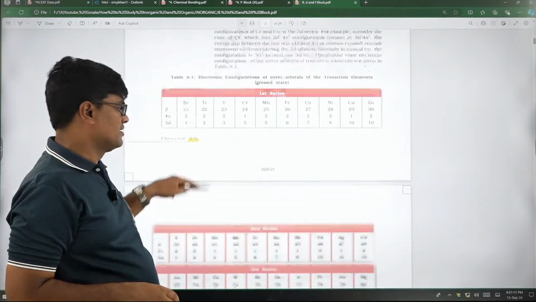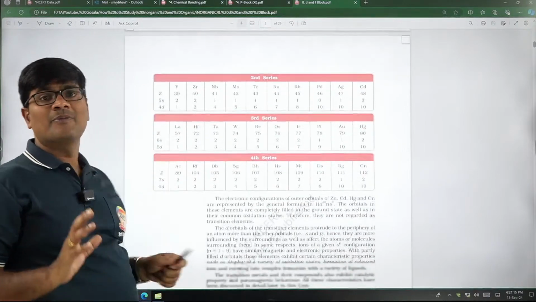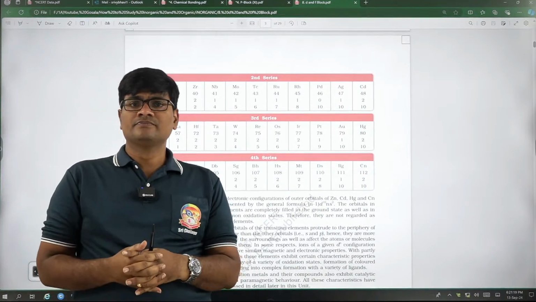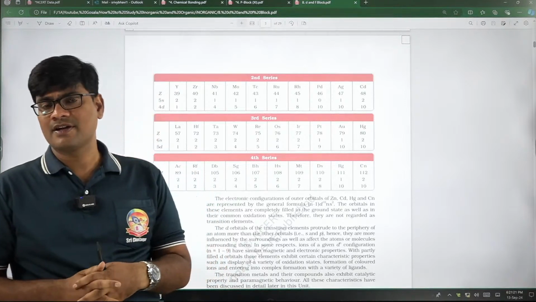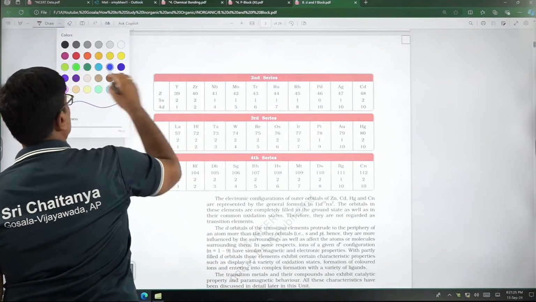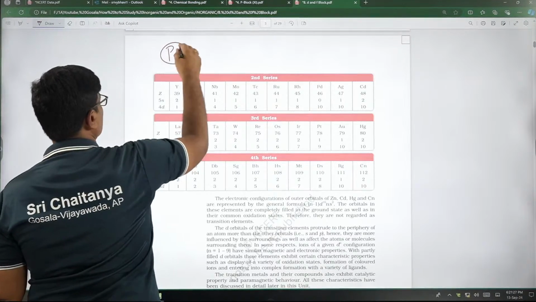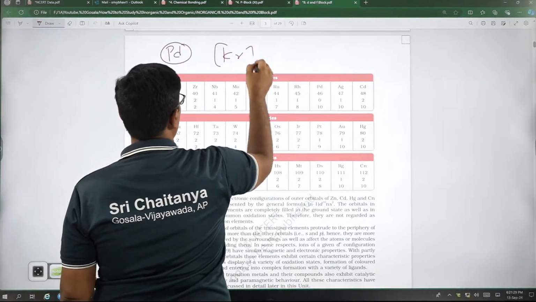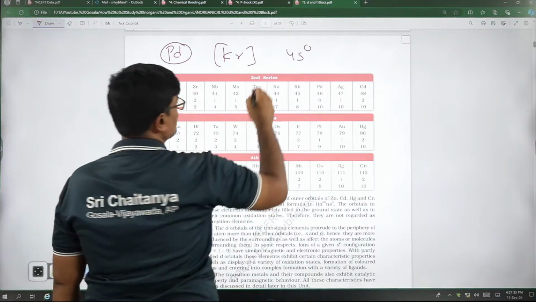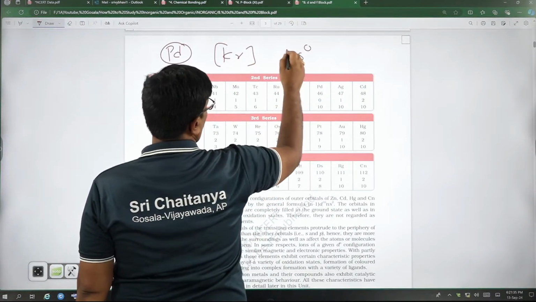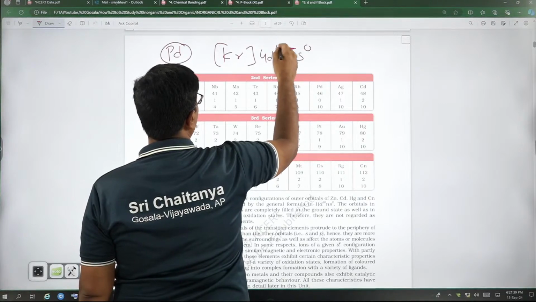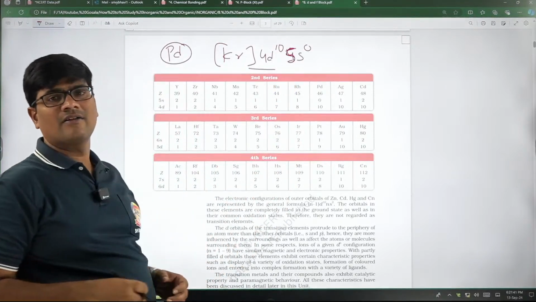Then if you see the electronic configurations, some important exceptions in electronic configurations, for example palladium. Palladium, what is the configuration? Palladium electronic configuration, if you see, it is after krypton. What we expect, 4s2 should be, but it is 4s0, and then here, sorry, 5s0 and 4d10. This is an important exceptional electronic configuration.